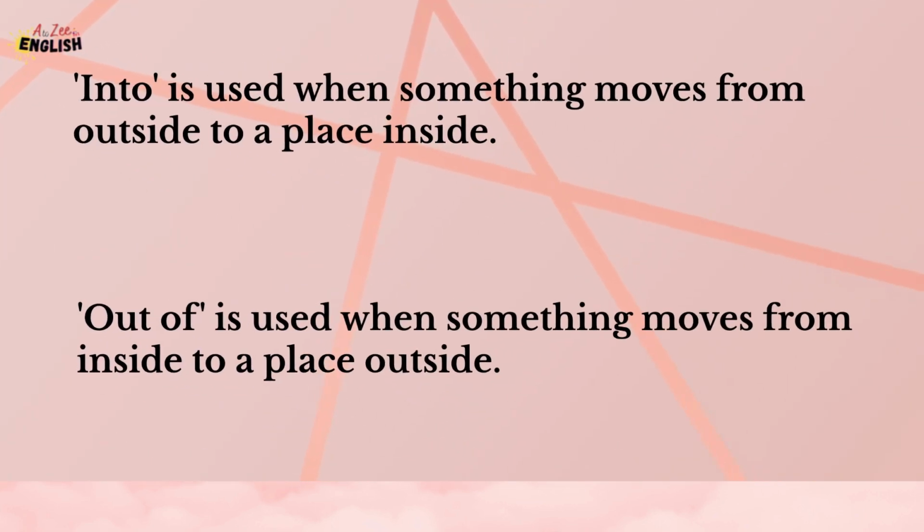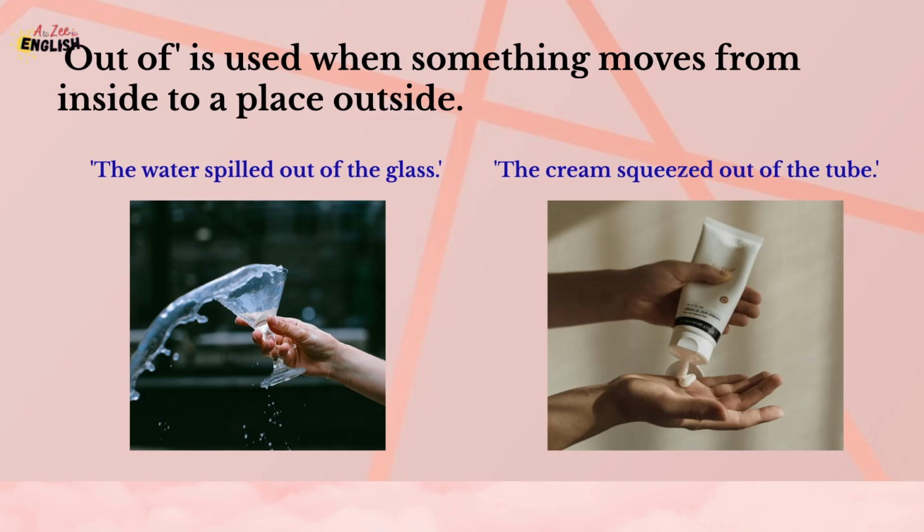Whereas out of is used when something moves from inside to a place outside. For example, the water spilled out of the glass. Here the preposition out of indicates the direction of movement from inside to outside. It specifies that water, which was originally contained within the glass, overflowed or escaped and moved outward from the glass.